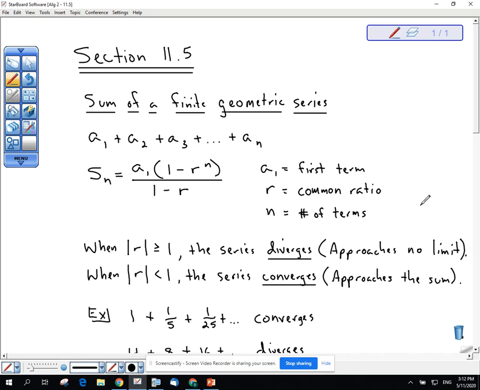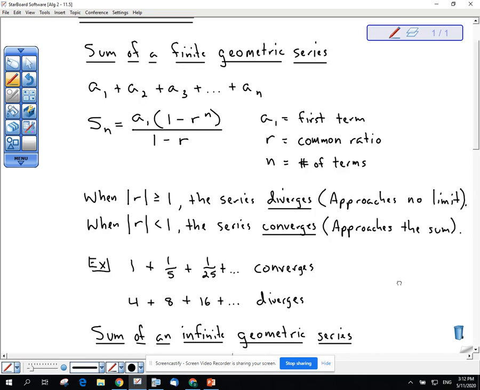I'm going to demonstrate this for you. As an example, here are two geometric sequences. The first one does converge. And the way you know this again is by the r value.